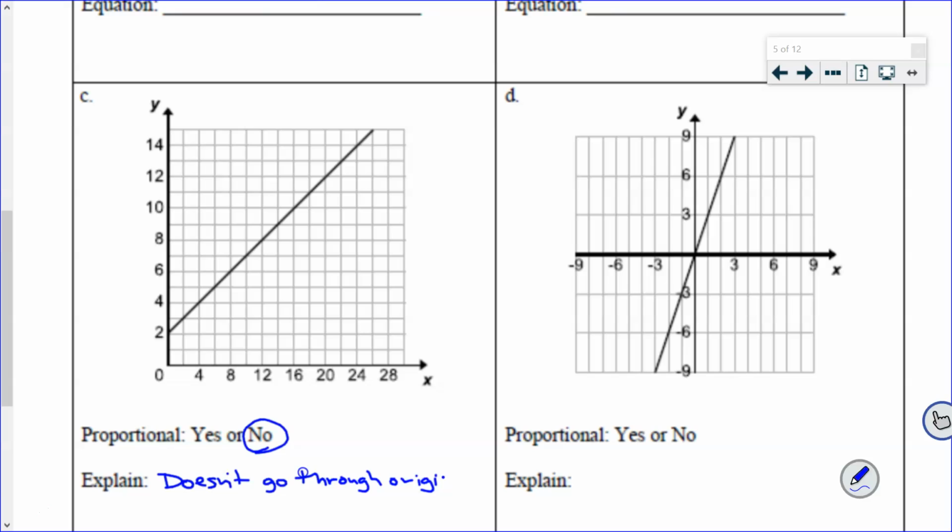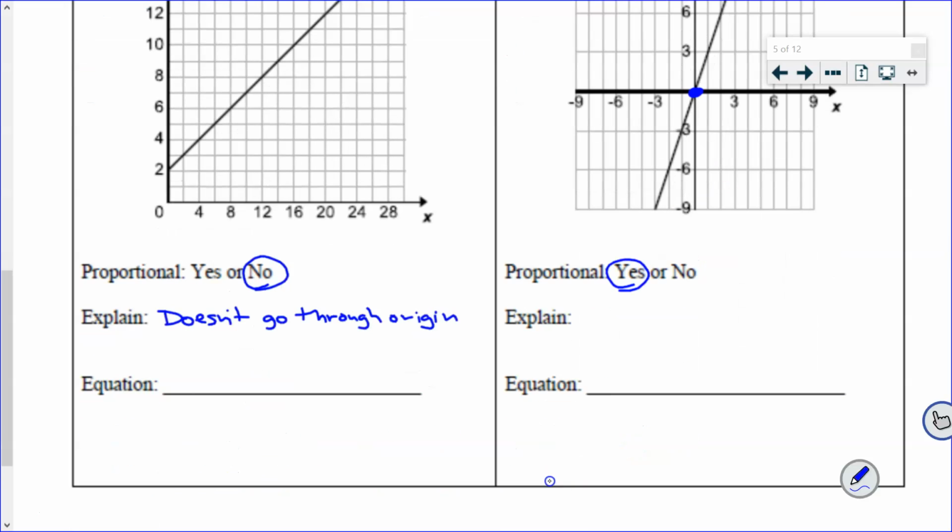And D. Yes, because it's a straight line that goes through the origin. Remember, we talked about that. That's our 0, 0. Does it go past that too? Yes. Is there a problem with that? No. It still is proportional. So yes, linear through the origin. We'll write equations again in just a second.